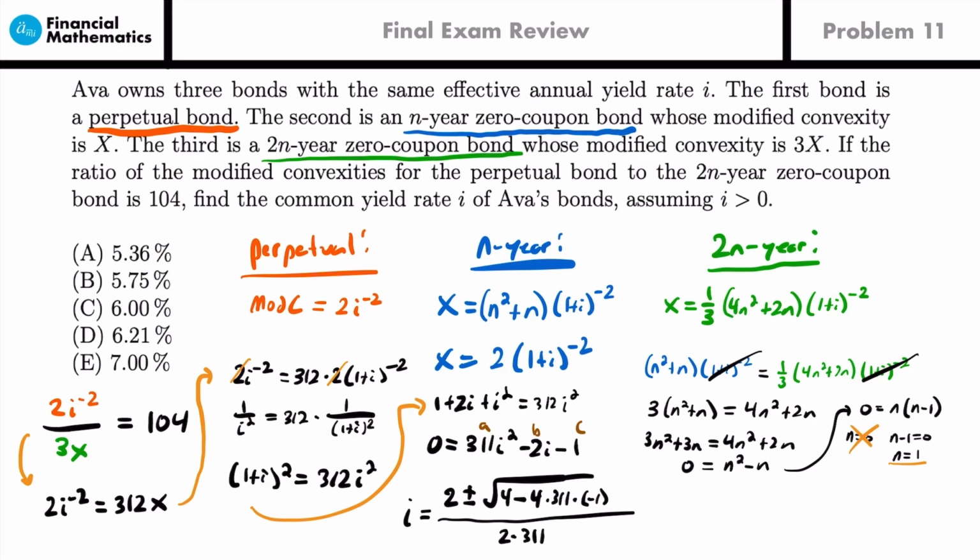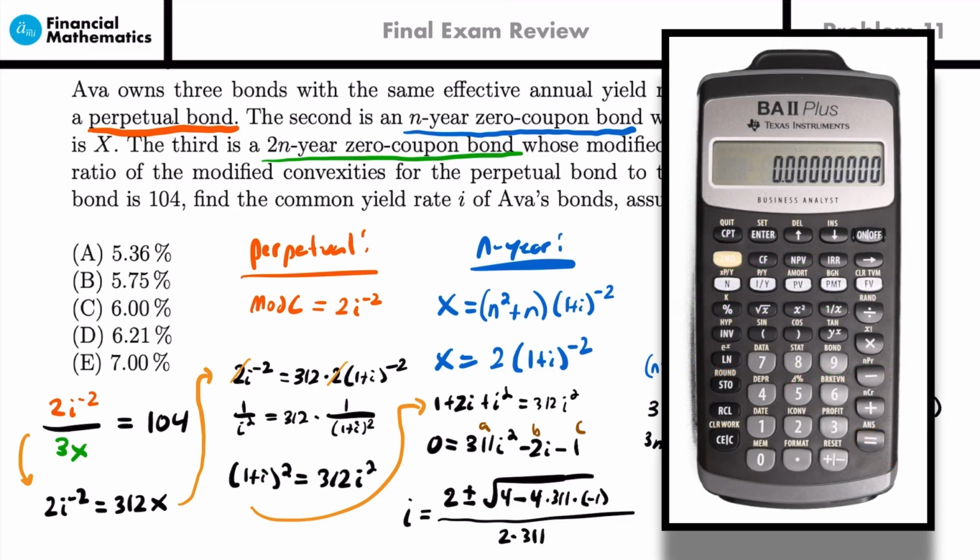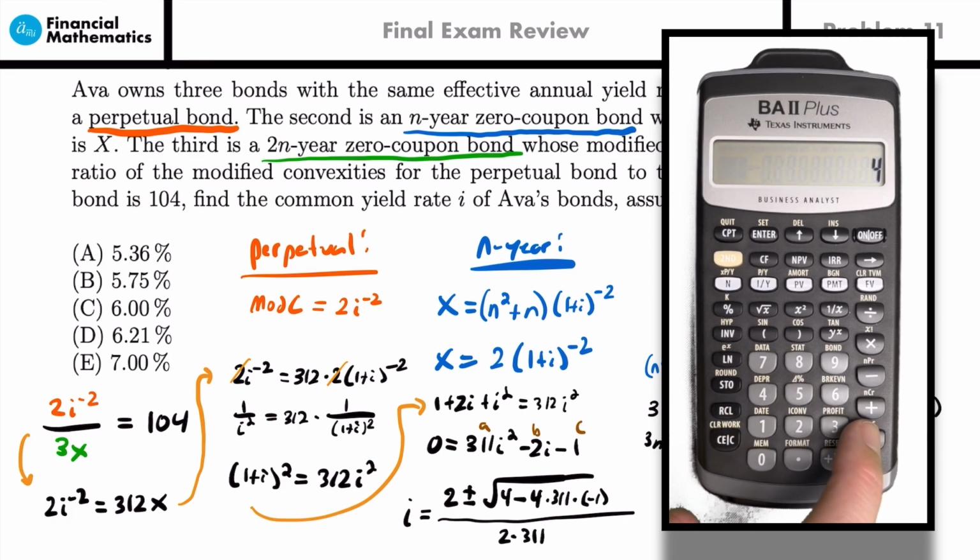Okay, now we need to pull out our calculator to do this. Let's start with the square root portion. We have 4 minus 4 times 311 times negative 1. So we're going to have 311, but it will be negative because we're multiplying it by negative 1. Then multiply it by 4, and then that's going to be subtracted from 4. So technically we would be adding it to 4 because we're subtracting a negative number. So make it positive and then add 4. And there's the value under the square root.